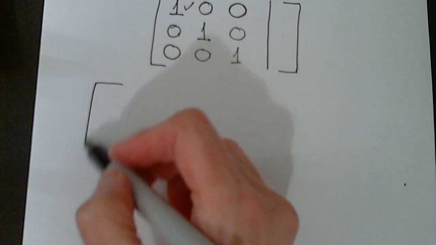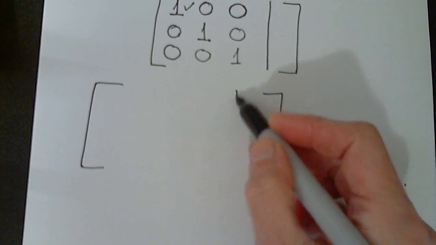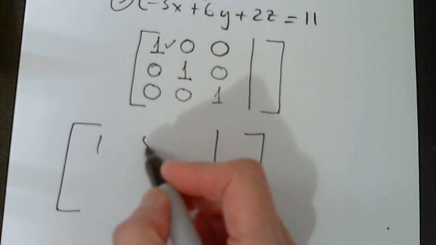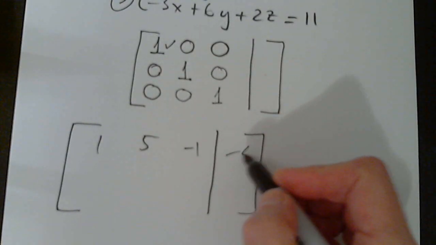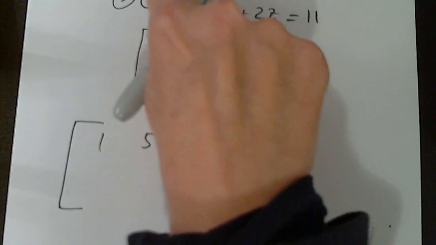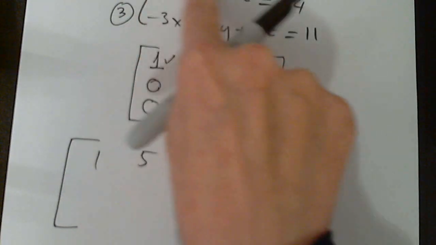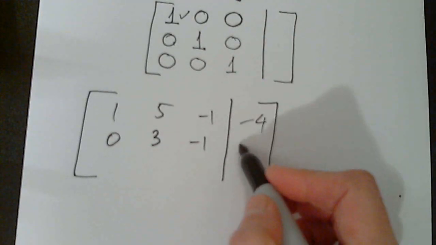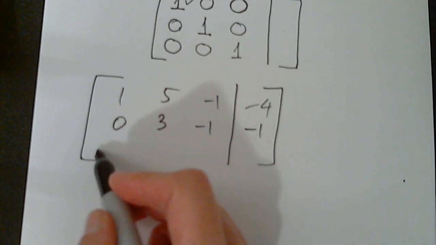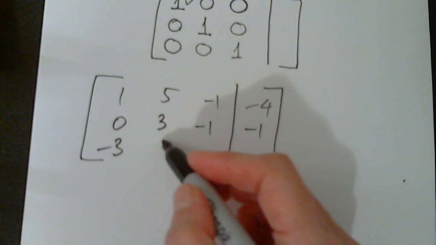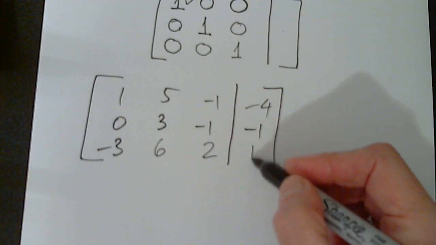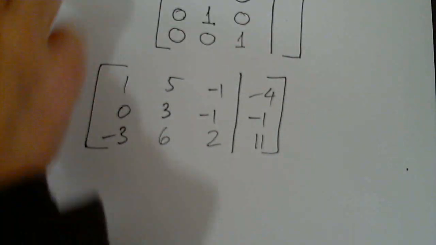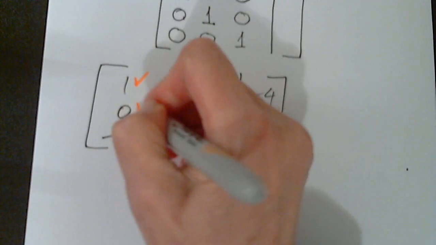So the augmented matrix now is 1, 5, -1, -4. 0, 3, -1, -1. -3, 6, 2, 11. And so far, I'm happy. These are done.